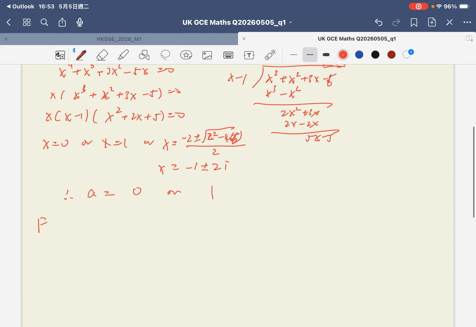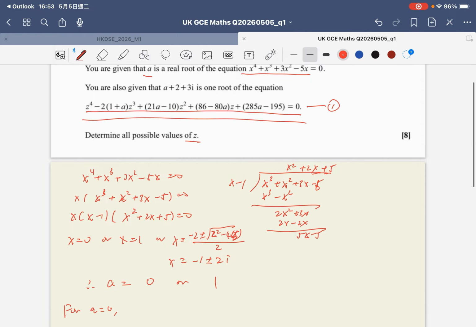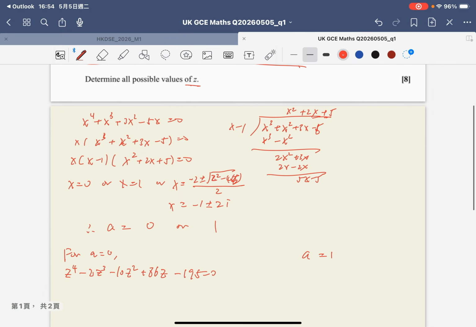Then, for a equal to 0, the equation becomes z to the power 4 minus 2 times z cubed, that is minus 10z squared, this part is plus 86z, and the last part is negative, minus 195 equal to 0. And for a equal to 1, I also write down the equation here.